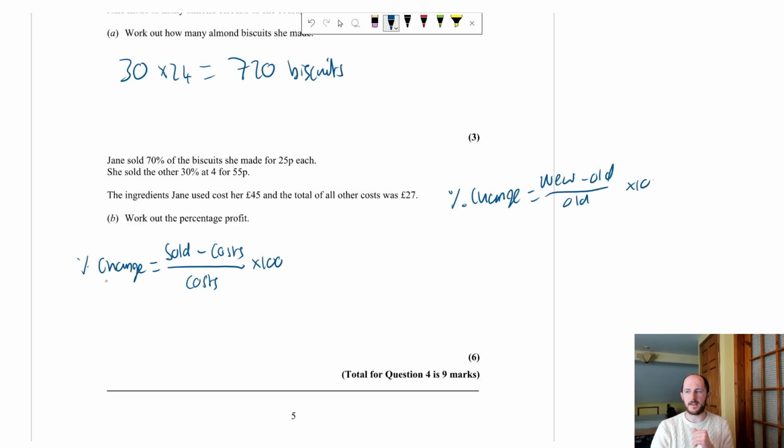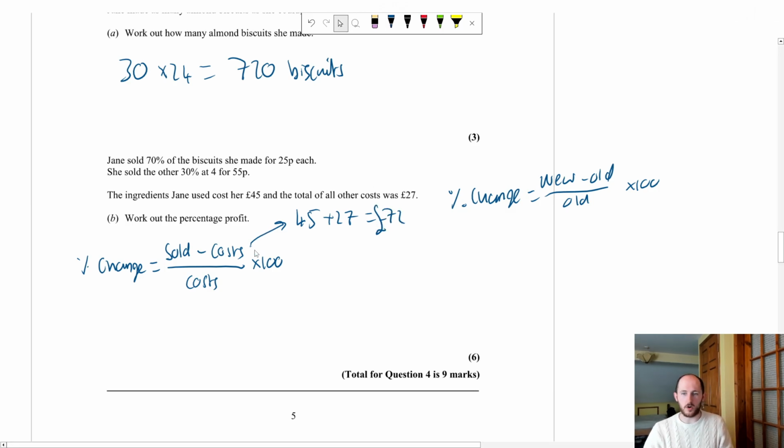The reason for that is, think about it, the new amount of money is however much she sold these biscuits for. The old amount of money is the money she put into the business, or into making these biscuits. So in terms of the costs, we actually know that already. It's 45 plus 27, which is 72 pounds. Right, so we've got both the costs.